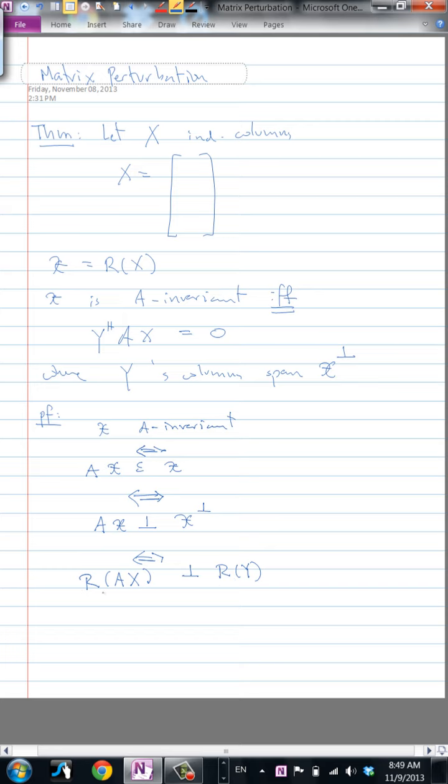Again, why is that true? Because the range of AX is exactly equal to A times every vector in the subspace X. And similarly, the range of Y is every vector in the perpendicular space of X. And then this is equivalent to the statement of the theorem, which is Y^H times AX is equal to 0.